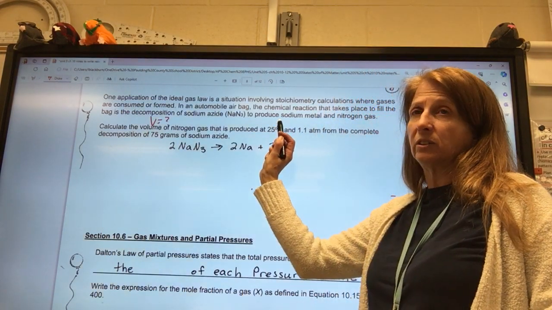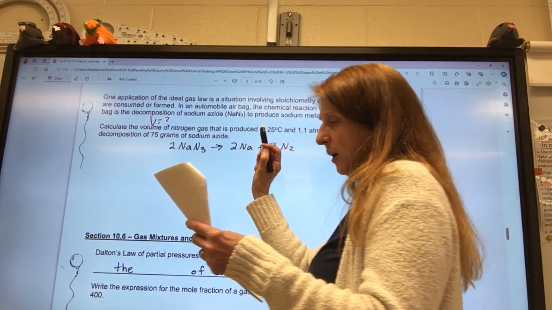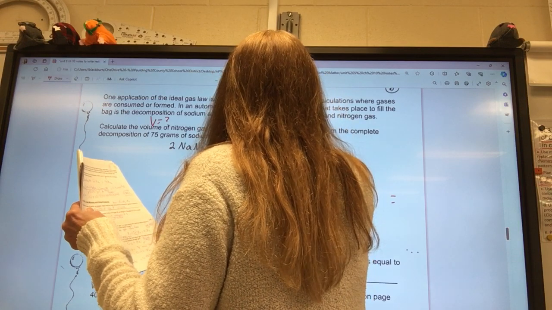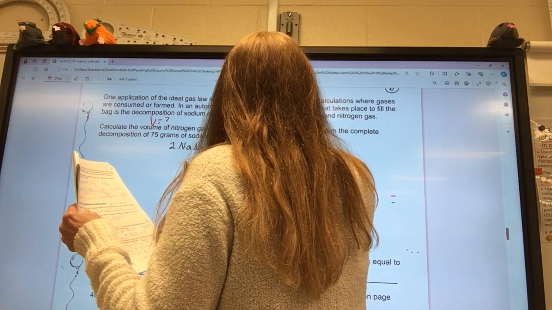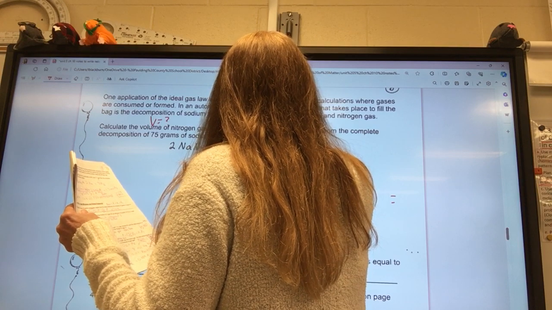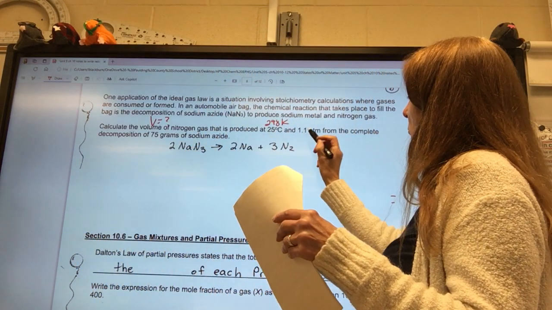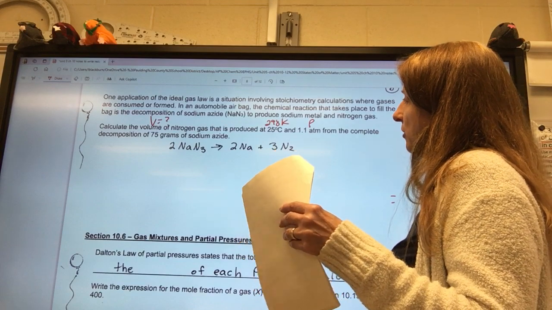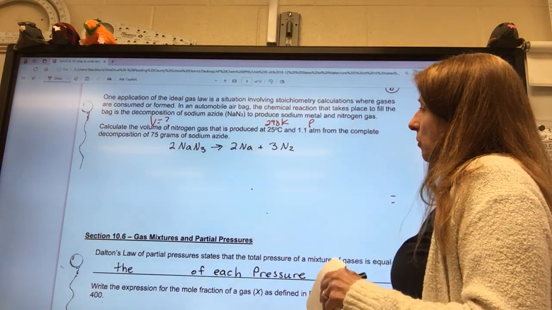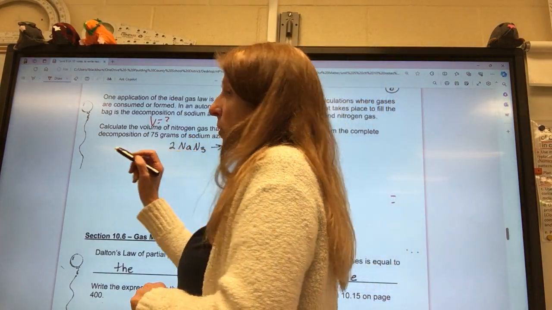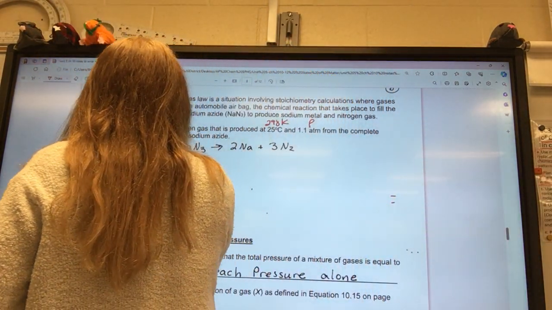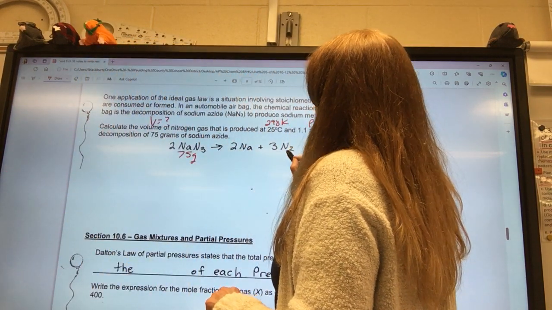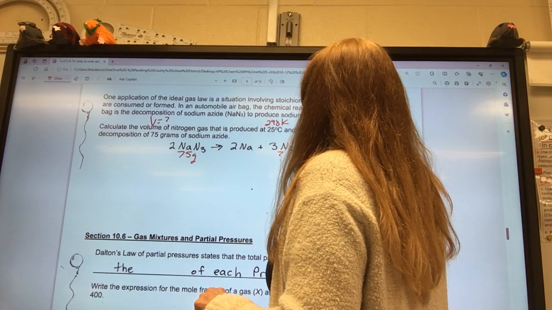What should I do very first? Change that, right? How many kelvins is it? 298 Kelvin. And 1.1 atmosphere, that's the pressure from the complete decomposition of 75 grams of sodium azide. Okay, so here I'm going to write down what I know, which is 75 grams of this. What I don't know is the volume of nitrogen gas. I want the liters of that.